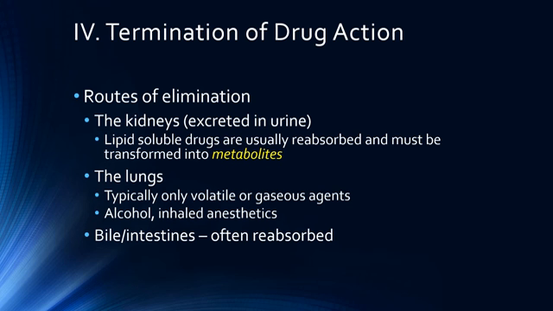Then the other routes of elimination are the intestines. So this is excreted through bile, then can sometimes be reabsorbed through that route. This is one of the primary routes of elimination for marijuana, is through fecal matter. And then finally the skin via sweat. So you can actually sweat some drugs out, and certainly again I think many people have had the experience of either themselves sweating out liquor or being around somebody who is sweating out liquor.